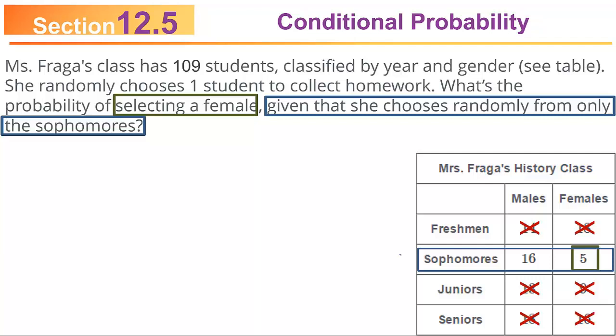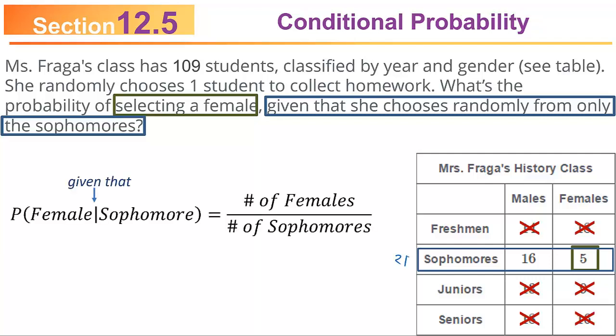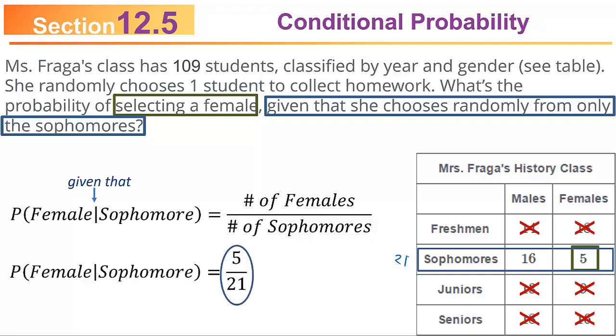Notice again, I said it, but I'll actually write it. There are 21 sophomores, so the probability that the student was female, given that the person was a sophomore, is going to be the number of females over the remaining things in the sample space, which are just 21 sophomores. So your answer is 5/21. Very simple if you understand what you're trying to do.